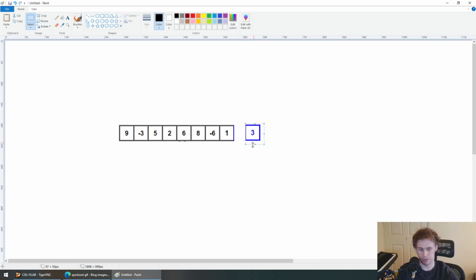So 3 is your pivot. You start with a list like this, 3 is your pivot, and you say, all right, well, I need everything on the left-hand side here to be smaller than that pivot, and I need everything on the right-hand side to be greater than that pivot.